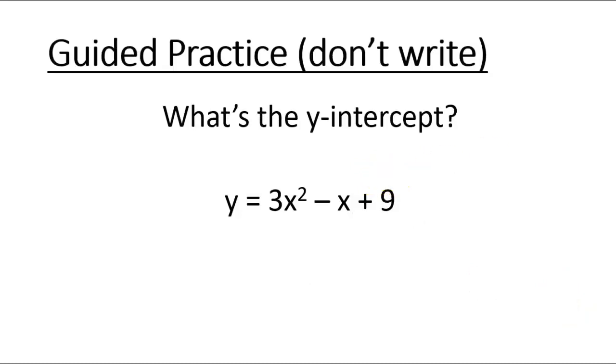So for this one, what would the y-intercept be? You think about it. You don't have to write it down if you don't want to. You can just think about the answer mentally. But hopefully you understand that the x value would be 0, because that's what it always is whenever you're trying to find a y-intercept. And the y value will be the c value, which in this case is 9. So that would be your y-intercept.